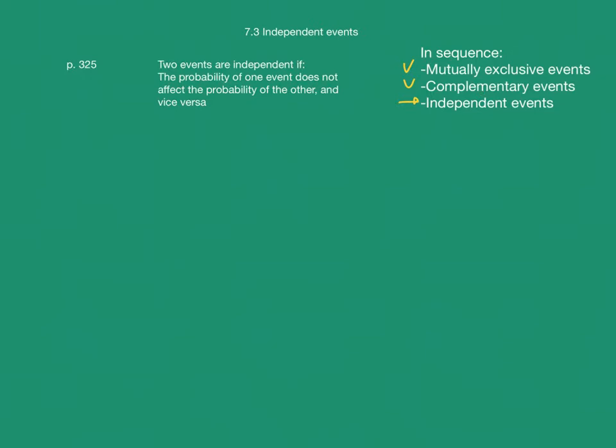The definition of independent events is that two events are independent if the probability of one event does not affect the probability of the other, or the other way around. So the probabilities do not interfere with each other in any way. And this is always true for mutually exclusive events.